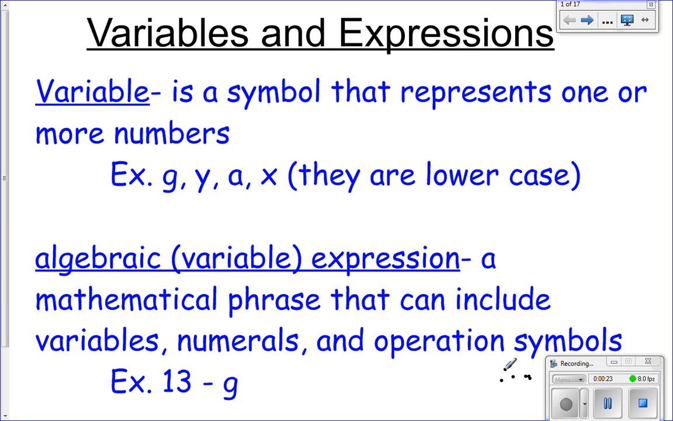So, we're looking at variables and expressions. A variable is a symbol that represents one or more numbers. So, they're all lowercase, so G, Y, A, X are all examples of variables. An algebraic expression is a mathematical phrase that contains numbers, variables, and operation symbols. So, I gave you an example, 13 minus G, or you could have 15B. Those are variable expressions, or an algebraic expression. Now would be a good time to pause, write down the vocabulary, and then press play when you're ready.